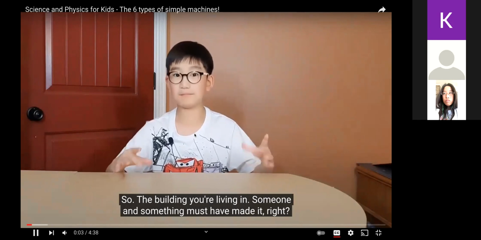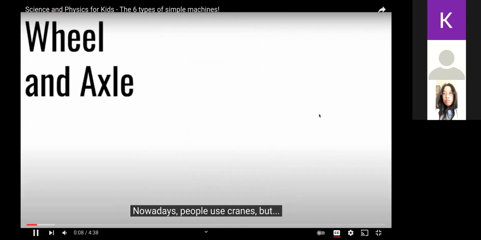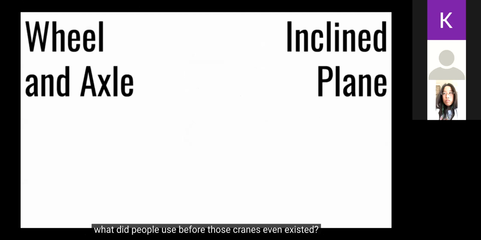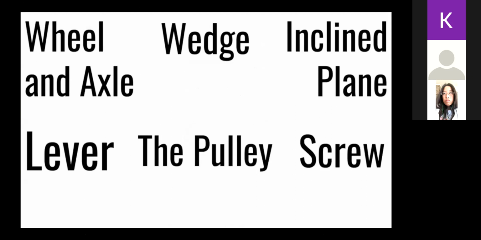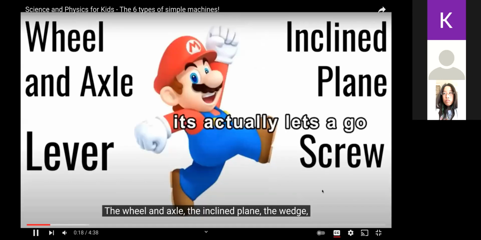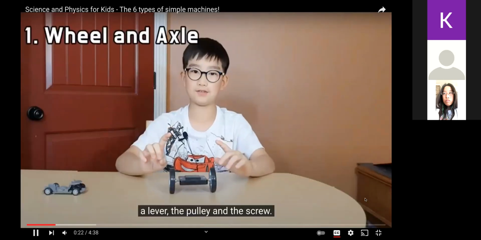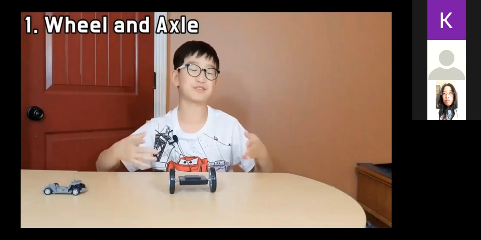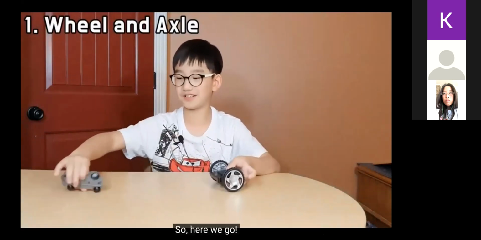Someone and something must have made it, right? Nowadays, people use cranes, but what did people use before those cranes even existed? There are 6 types of simple machines: the wheel and axle, the inclined plane, the wedge, a lever, the pulley, and the screw. We're going to be learning about all 6 of them today. So here we go.